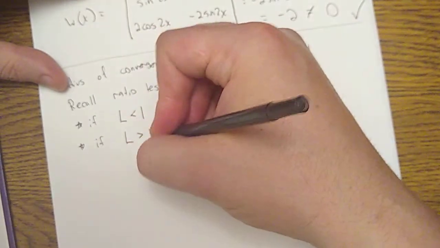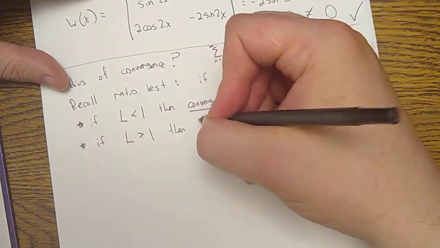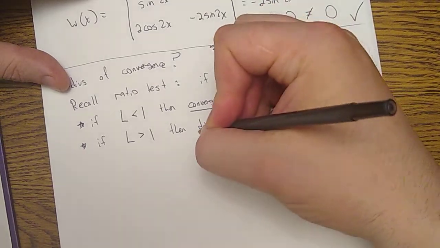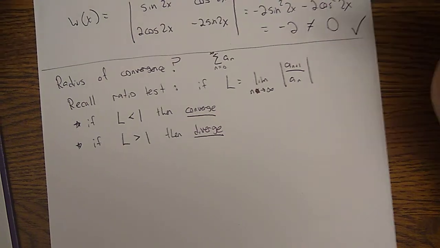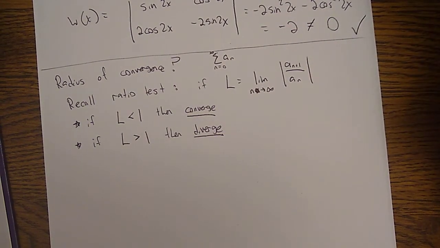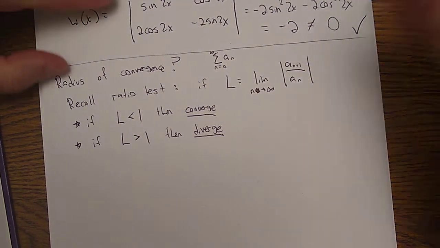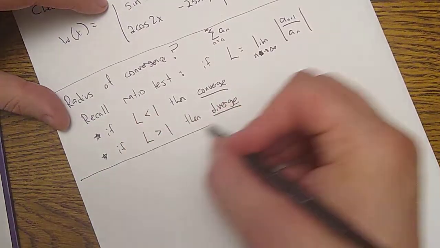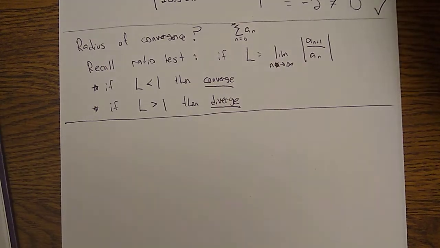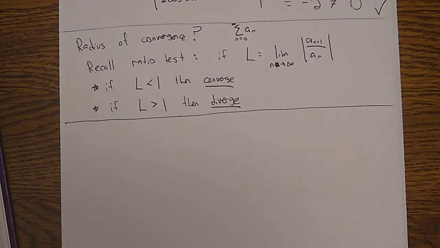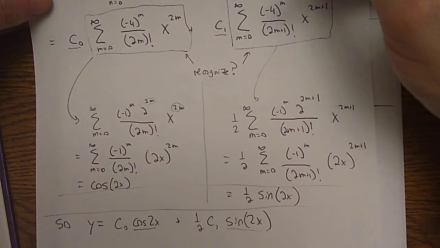If L is greater than 1, then it diverges. If L equals 1, it's inconclusive. I won't even write that. If L equals 1, then this doesn't tell you anything. So that's the ratio test. So let's use the ratio test on these series that we got. This one and this one.